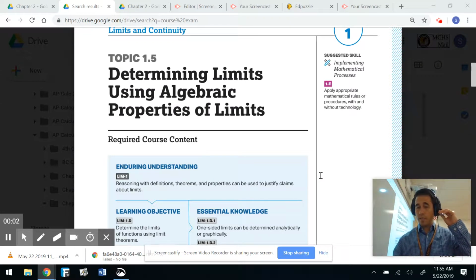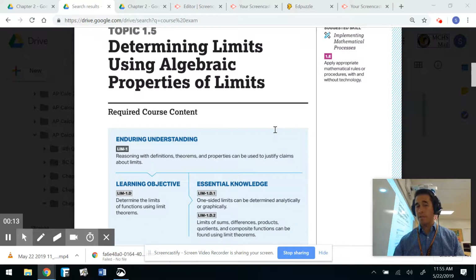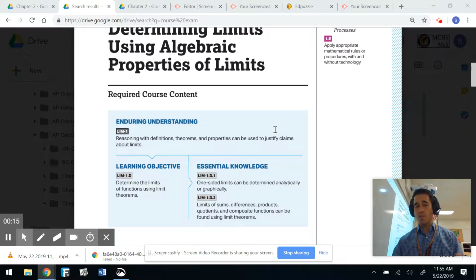Let's get into section 2.1 part 2. And we're going to deal with 3, maybe 4 types of topics when we're dealing with this. First one, determining limits using algebraic properties of limits. And what I'm going to start doing, because I know you guys will probably get sick of it, is hit pause right now to look at that understanding, objective, and knowledge.